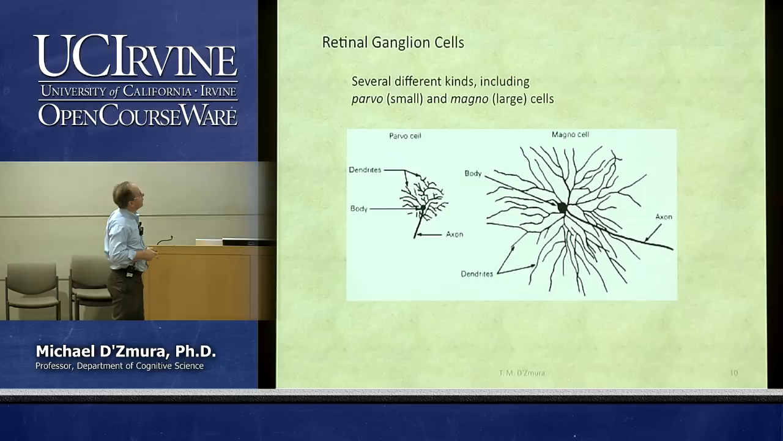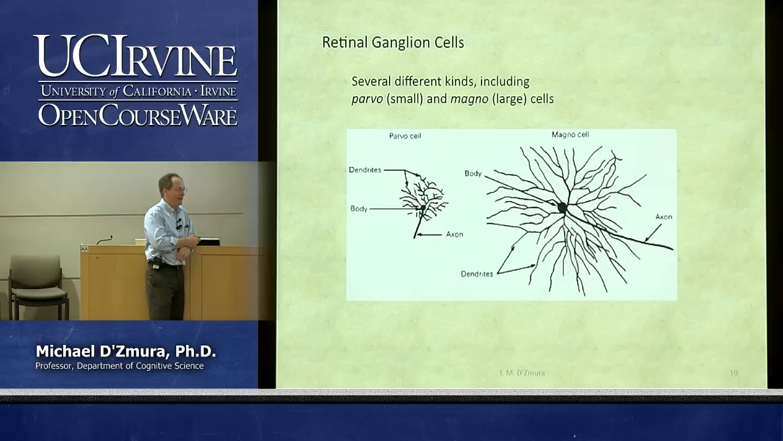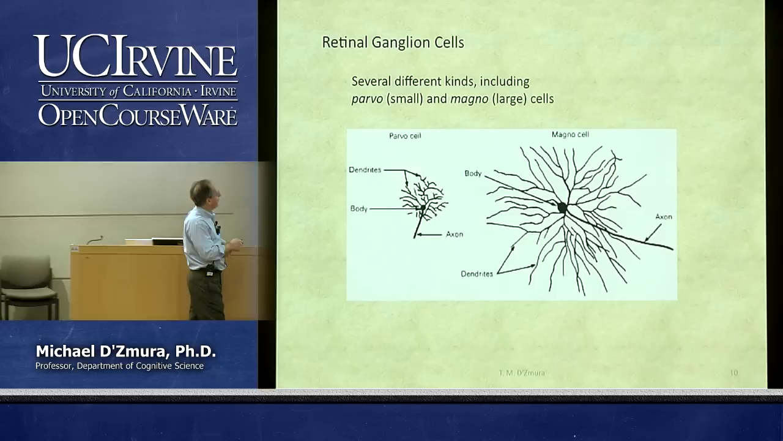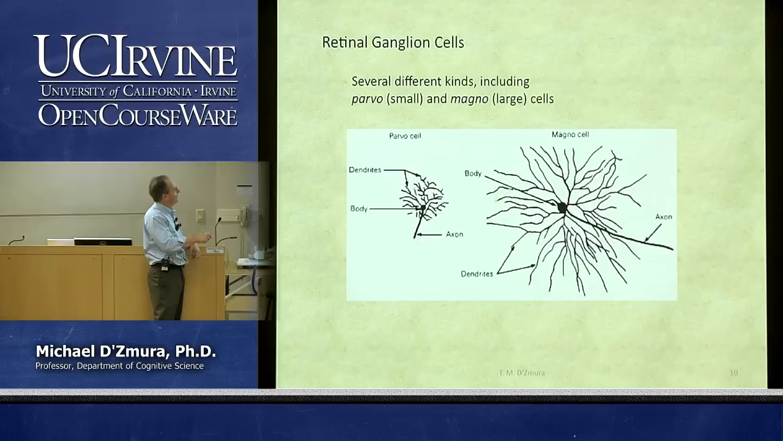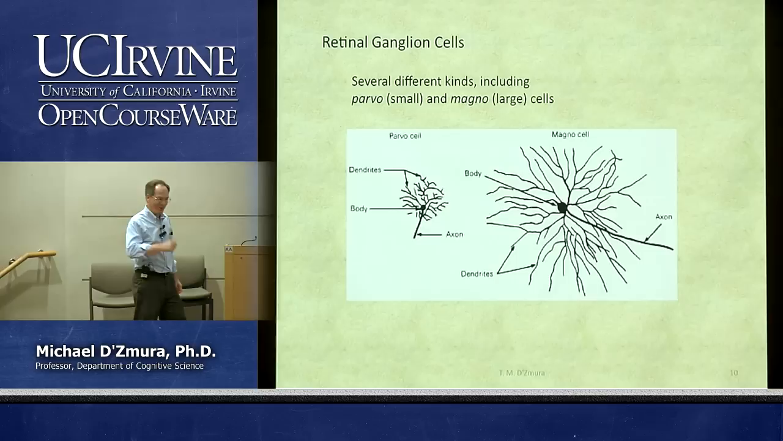So it turns out that there are several different kinds of retinal ganglion cells. Two of these kinds are pictured here. They're called parvo cells and magno cells, and these briefly mean small and large. At any one point in the retina, you'll find parvo and magno retinal ganglion cells, and you'll be able to compare them at this point in the retina. You'll say, yeah, here is a smaller ganglion cell, here is a larger ganglion cell. And that's where they get their names from. They're two distinct populations, the small guys and the big guys.